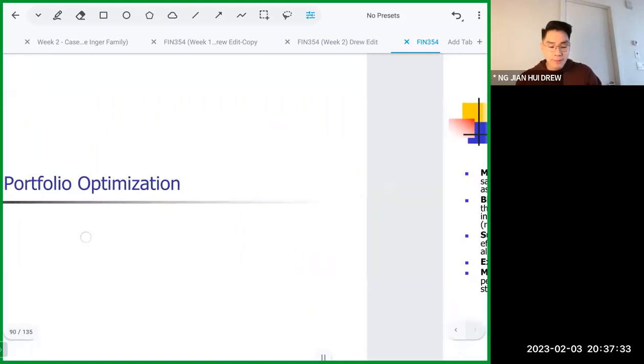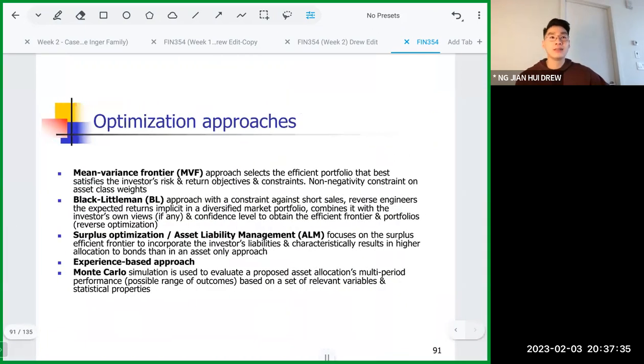So now let's look at portfolio optimization. We already have various portfolios, right? We assume that we have constructed a portfolio already. Now what we are trying to do is to optimize the portfolio, like what's the percentage for each asset and this kind of thing. So we are optimizing now. And there are various methods to optimize it, and we will go into quite some detail on all this optimization.